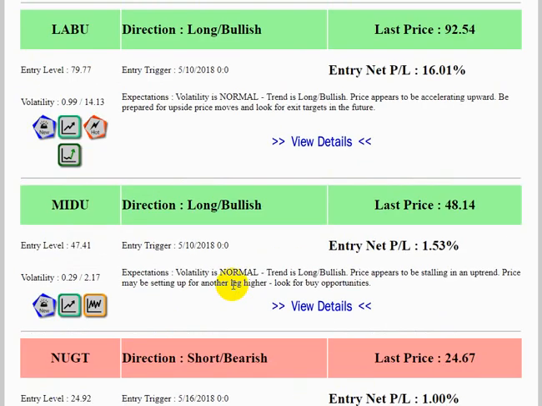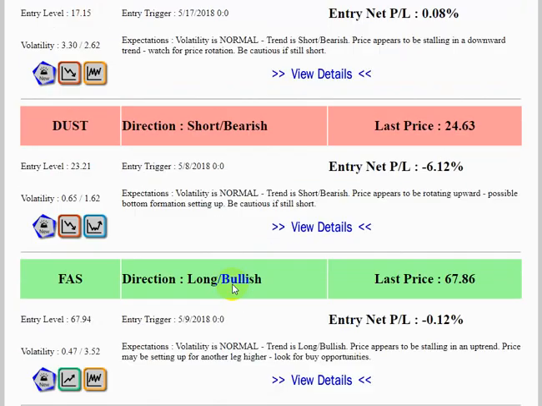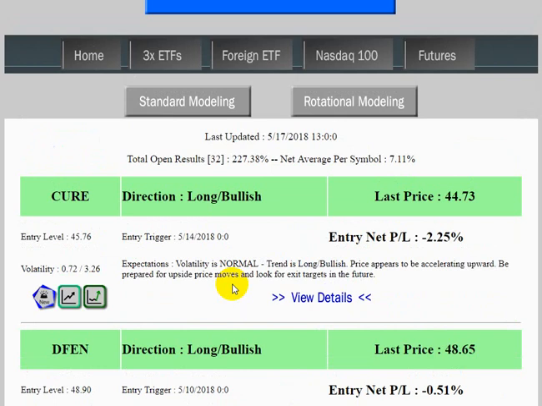Now remember, this is rotational. Because the rotational model is always in a trade, it can fluctuate greatly as volatility and price rotation increase. You can see we're tracking 32 symbols, and we have a total of 227% return on investment of all of the symbols totaled up. This averages out to a net return of 7.11% as of right now. Not bad for a simple rotational model. If you had all the money in the world and could trade every trigger that's executed, right now your net return accumulated would be 227%.